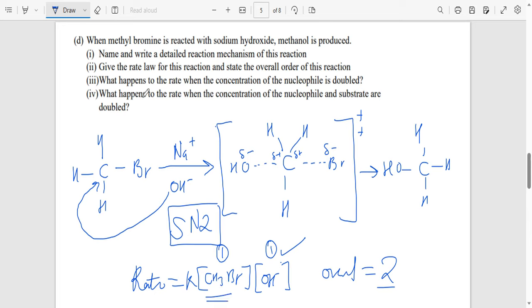And then for the next one, what happens to the rate when the concentration of the nucleophile and substrate are doubled? So if I double the concentration of the substrate, which is simply the methyl bromide, and the concentration of the nucleophile, both are doubled, the rate is going to increase by a factor of 4.